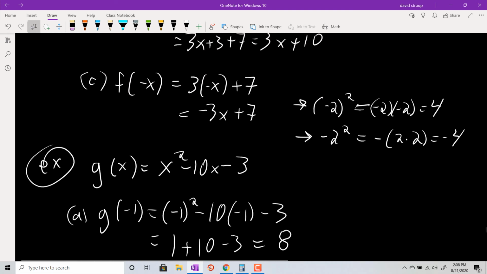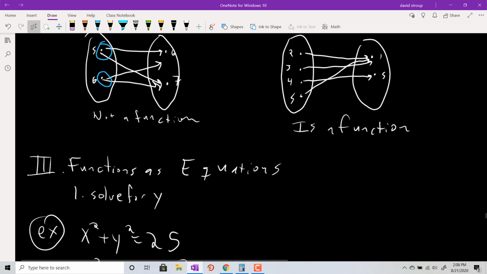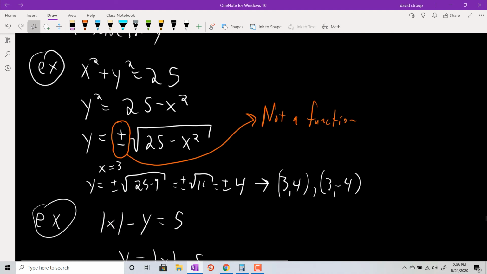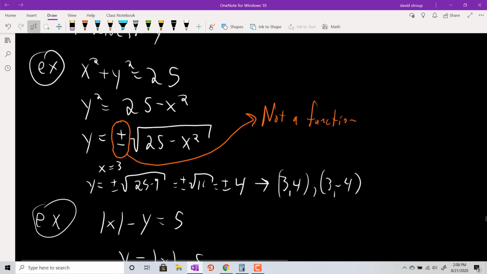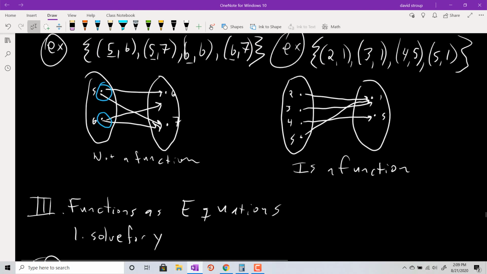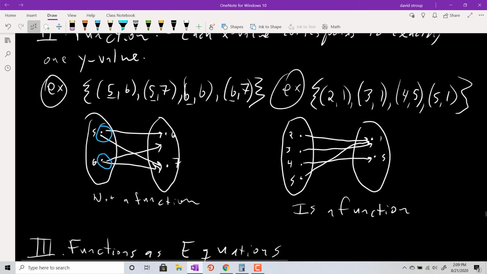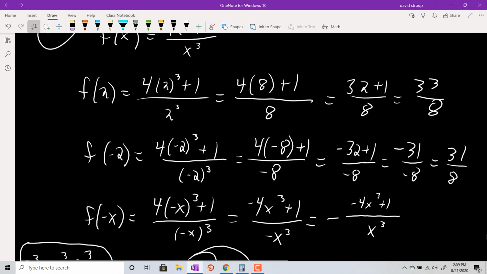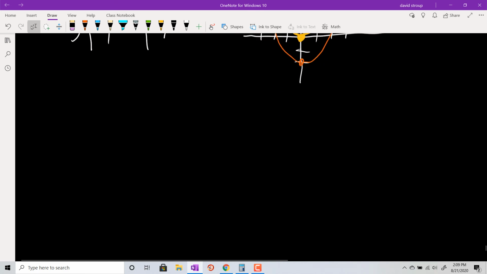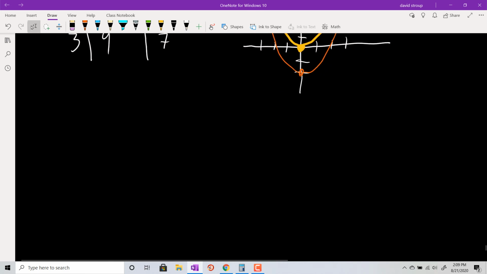I sort of skipped over the vertical line test, so this goes back to determining if something's a function. We had an algebraic way of doing that: if you solve for y and it equals a plus or minus, it's not a function. With arrow diagrams, it's not a function if one x value splits into two y values. When you're working with the actual graphs of functions, you can tell whether or not it is a function by doing the vertical line test.